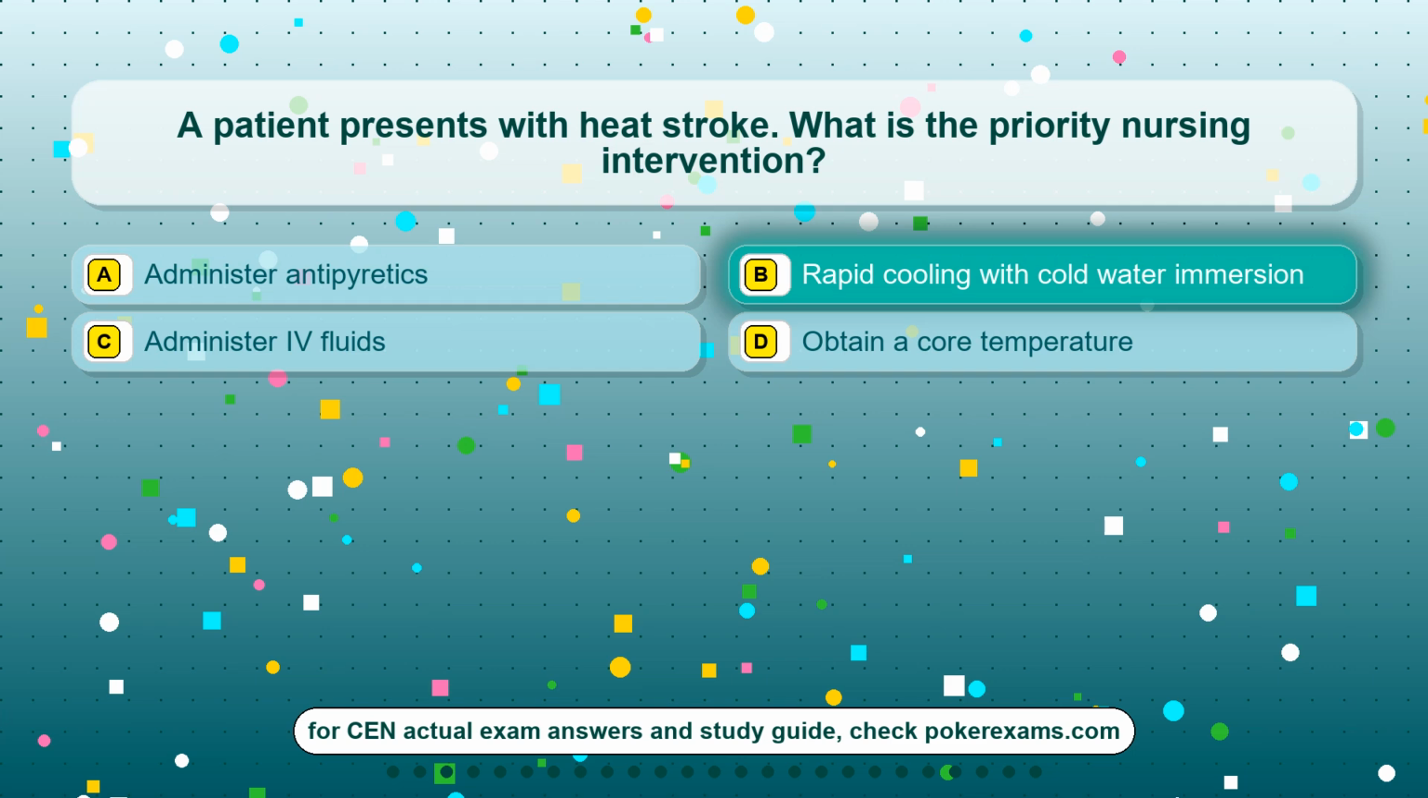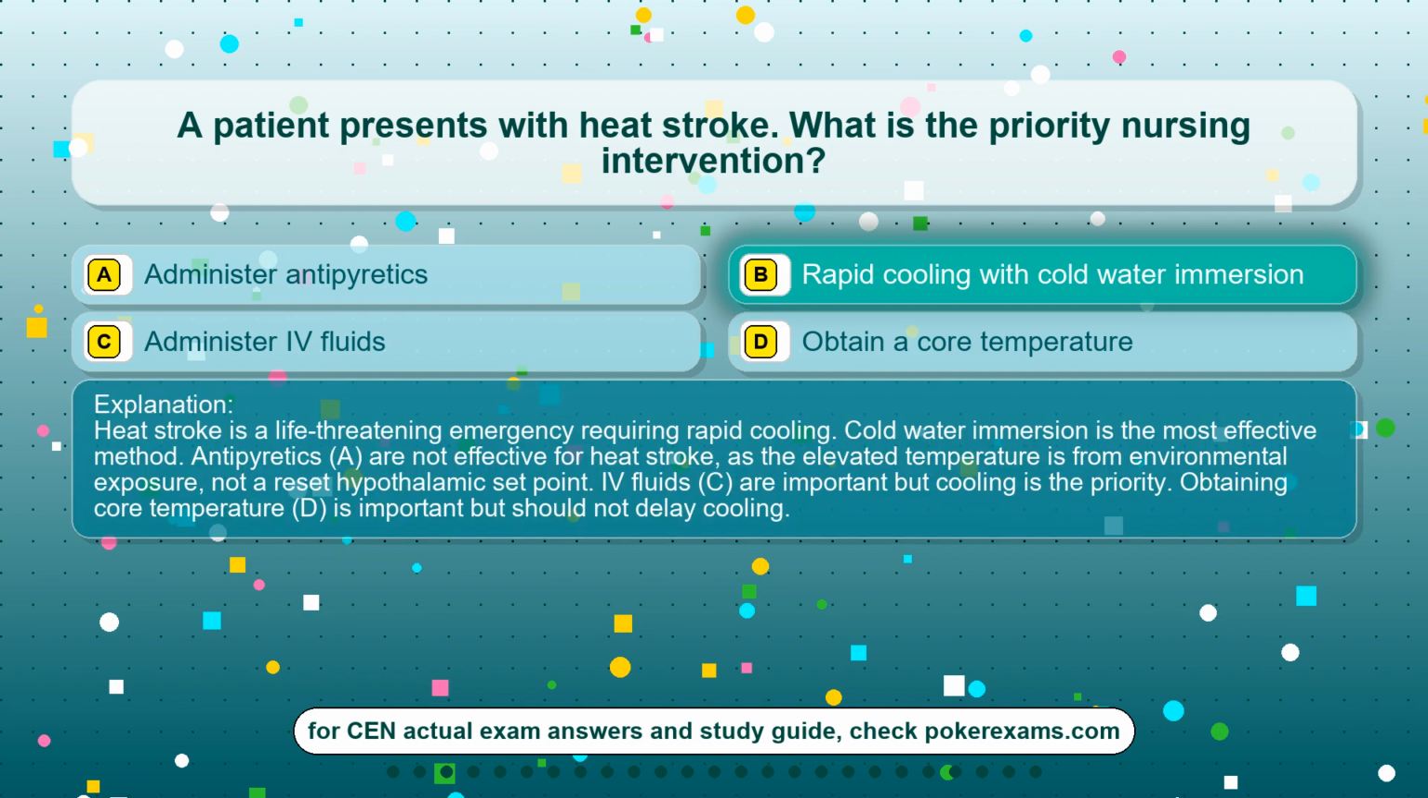The correct answer is option B. Rapid cooling with cold water immersion. Heat stroke is a life-threatening emergency requiring rapid cooling. Cold water immersion is the most effective method. Antipyretics, A, are not effective for heat stroke, as the elevated temperature is from environmental exposure, not a reset hypothalamic set point. Fluids, C, are important but cooling is the priority. Obtaining core temperature, D, is important but should not delay cooling.